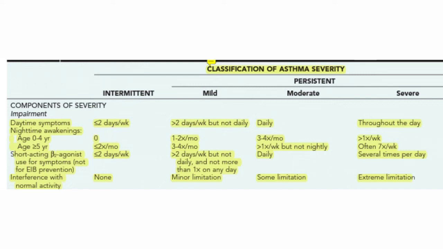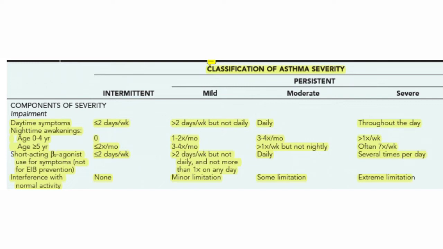And in age more than 5 years, less than 2 days per week to less than 2 nights per month is intermittent, and in mild 3 to 4 nights per month, in moderate more than one per week but not every night, and in severe you will get symptom every night. So you should remember all this.